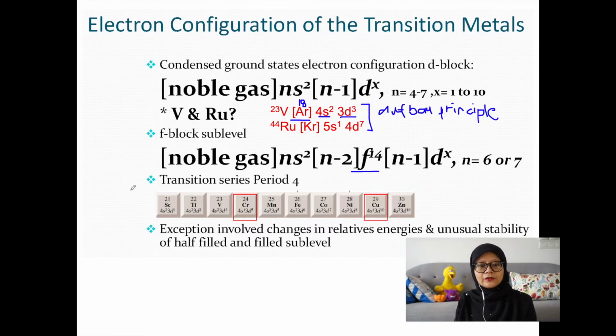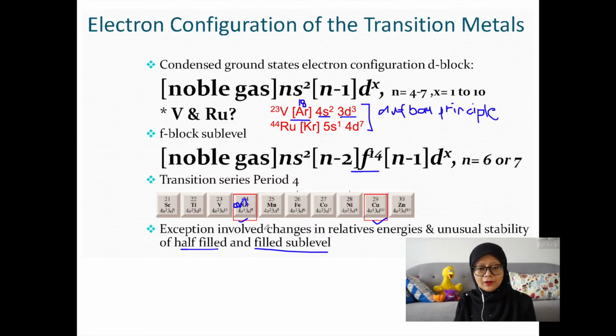For the transition series of period 4, or what we call the first row of transition metals, we have two transition metals, chromium and copper, that are exceptions. They involve changes in relative energies and the unusual stability of half-filled and filled sublevels. Chromium has atomic number 24, so its electron configuration starts with Ar.